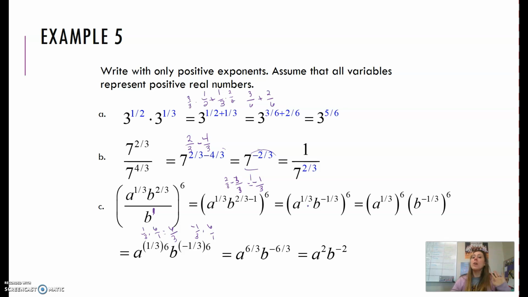Now, we can't have a negative exponent. So now we're at the end, we're fully simplified, so we want to rewrite it. Some students, when we did this in class, ended up with a squared times 1 over b squared. That's correct, you just need to finish multiplying. So this would be over 1, and that would equal this.